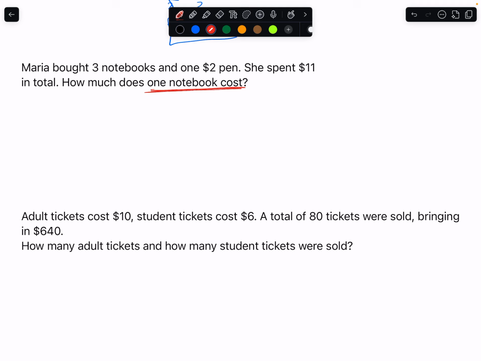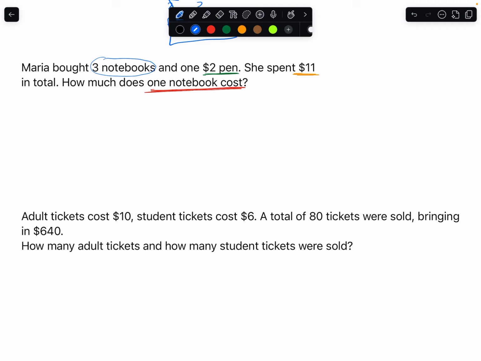We have other things that we have to consider before we can get that one notebook cost. There's a pen that costs $2. $11 is being spent in total. And she bought something else. What did she buy? 3 notebooks. But we don't know what the cost for those 3 notebooks are either. We don't even know the cost of one notebook. So you must arrange an equation based off of her cost so we can find out how much one notebook costs.